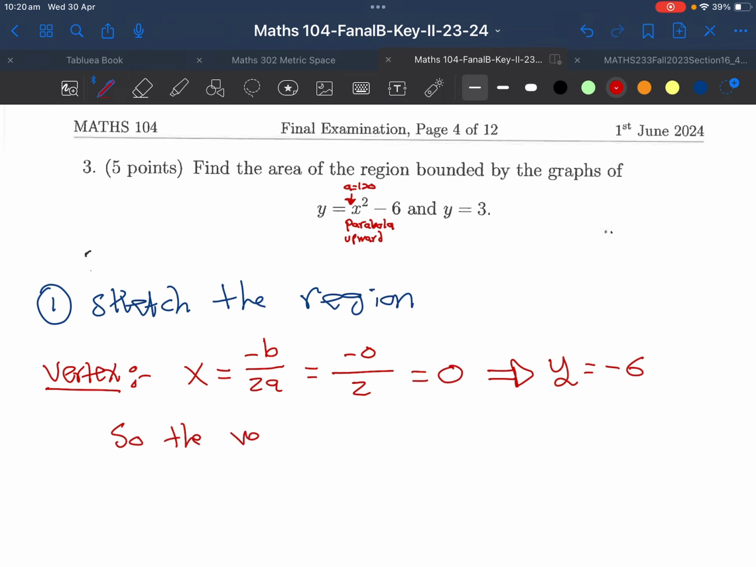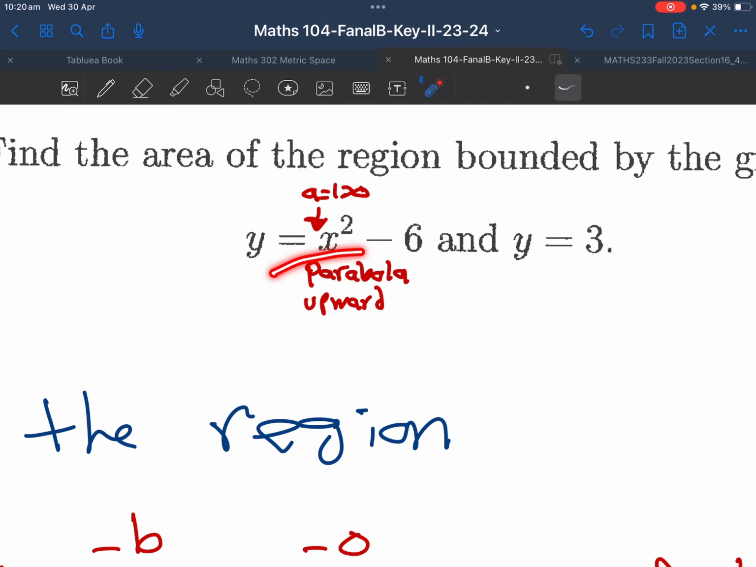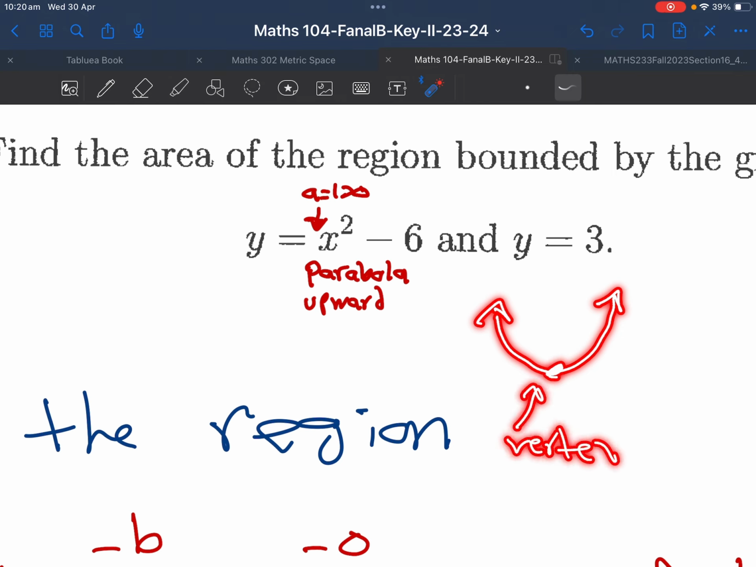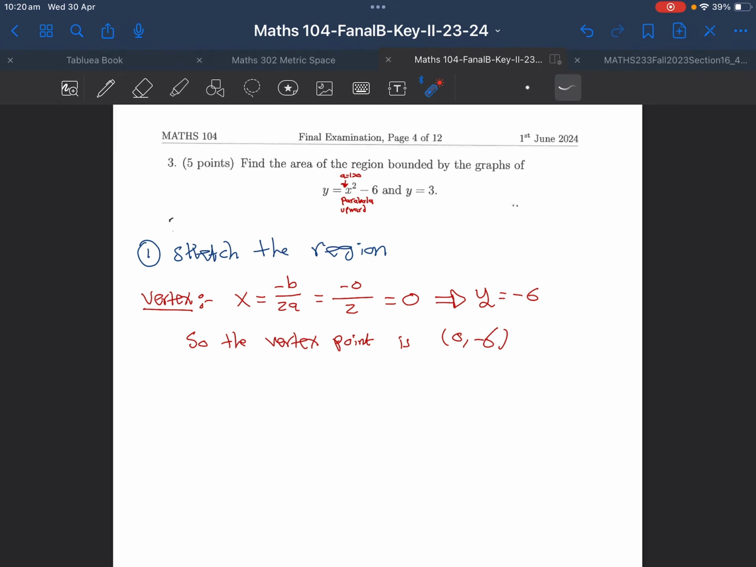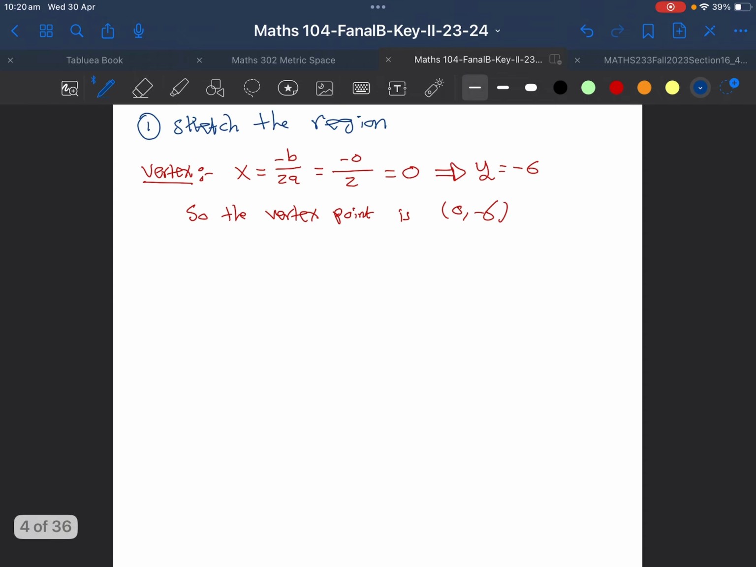So the vertex point, that's very important, is (0, negative 6). Now you are asking yourself, what does the vertex point mean? Remember, it is a parabola going upward, so it will look like this one, but I need to find this point here, which we call the vertex. I need that one in order to sketch this parabola. And now we can sketch the parabola. So if I just sketch it maybe here.